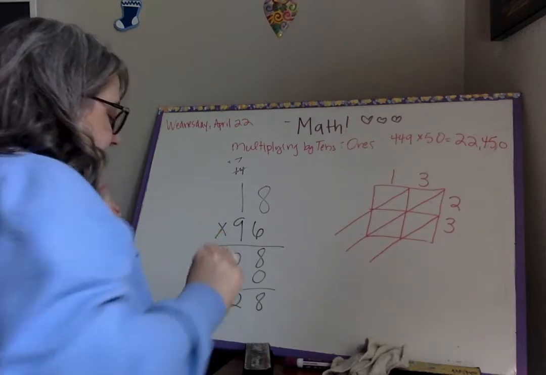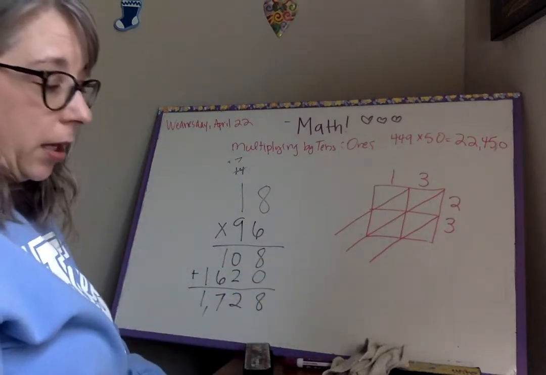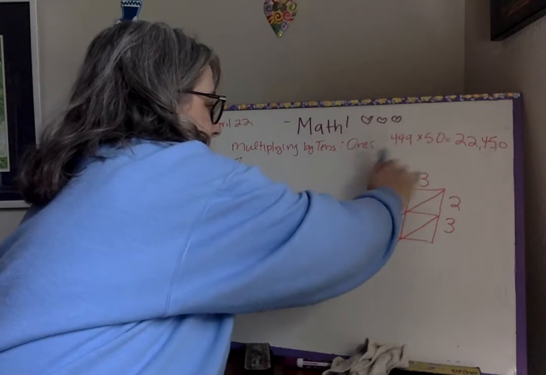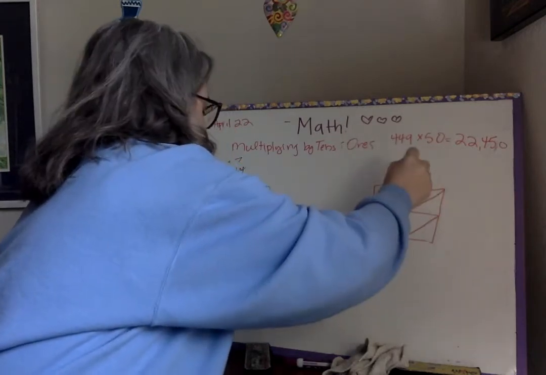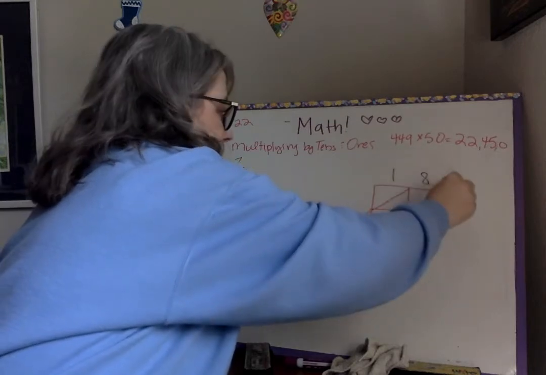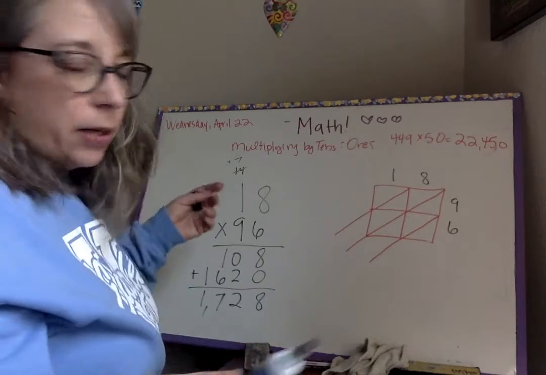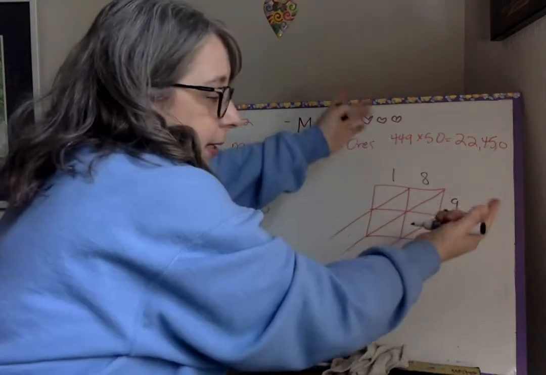And 1 plus nothing is 1. So we have 1,728. All right, let's see if we do this the same. Oh, I didn't change it. 18 times 96. All right, let's start. We gotta start with, let's start here. Or you can start there, it doesn't matter.